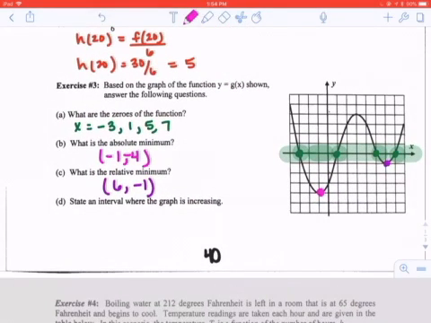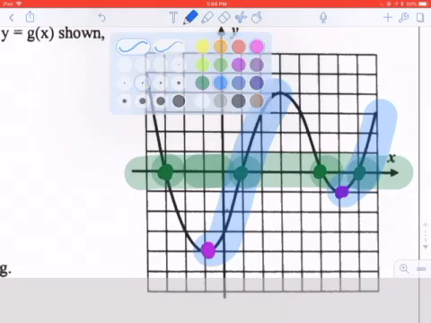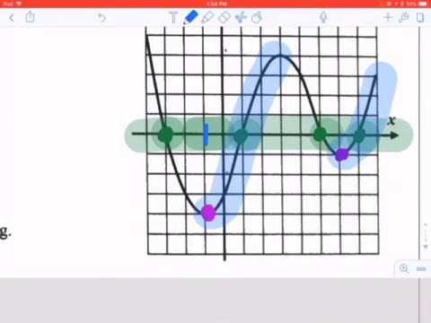Okay, state an interval where it is increasing. Okay, so we are increasing in 2 places here, it looks like to me, from this point to this point, and from this point to this point. And remember, so I'm going to write down both possible answers. Remember, increasing, we're looking at the x values where it's increasing. I don't want to know where it goes from low point to high point. I don't want to know the y values. I want to know the x values.